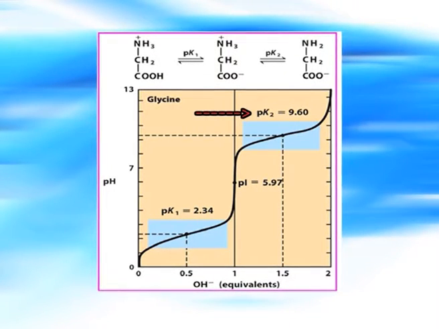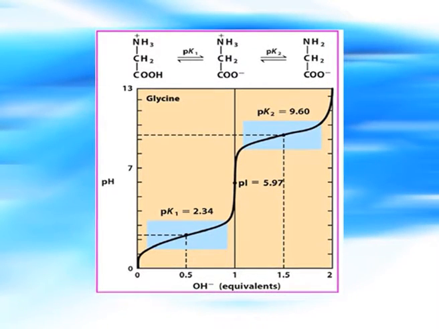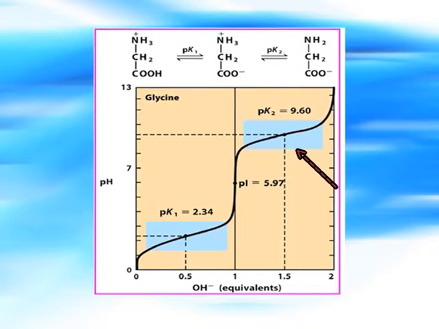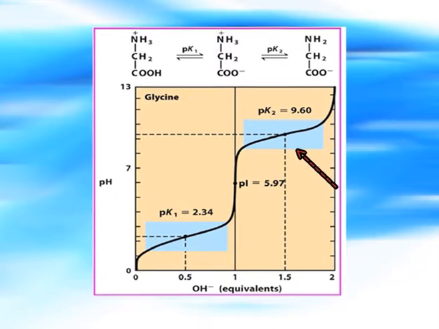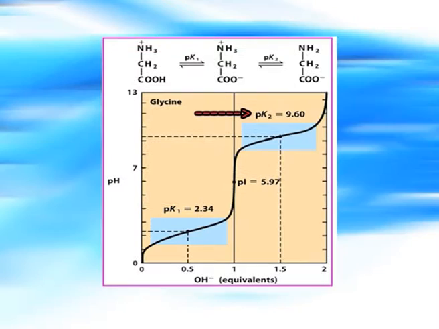The pK2, that is, the pH at which the NH3 plus group of glycine starts to donate its proton, runs from around pH 8 to around pH 11, and the midpoint of transition lies at around pH 9.6. In other words, the pK2 of glycine, the pH at which the NH3 plus group donates its proton, is 9.6.